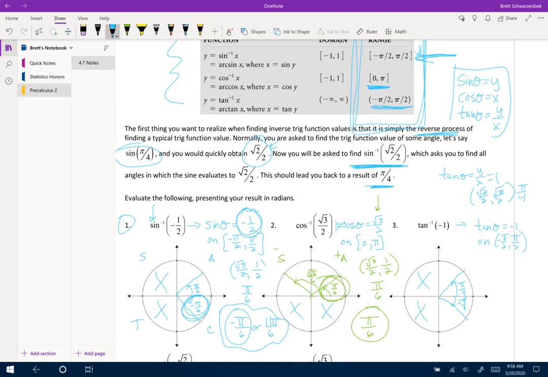So where does this all occur? Well, this occurs negatively, clearly at the fourth quadrant, because everything is positive in the first quadrant. And again, just to verify, this is the C, so tangent is negative. So we now know that the result of our problem is going to be negative pi over 4.